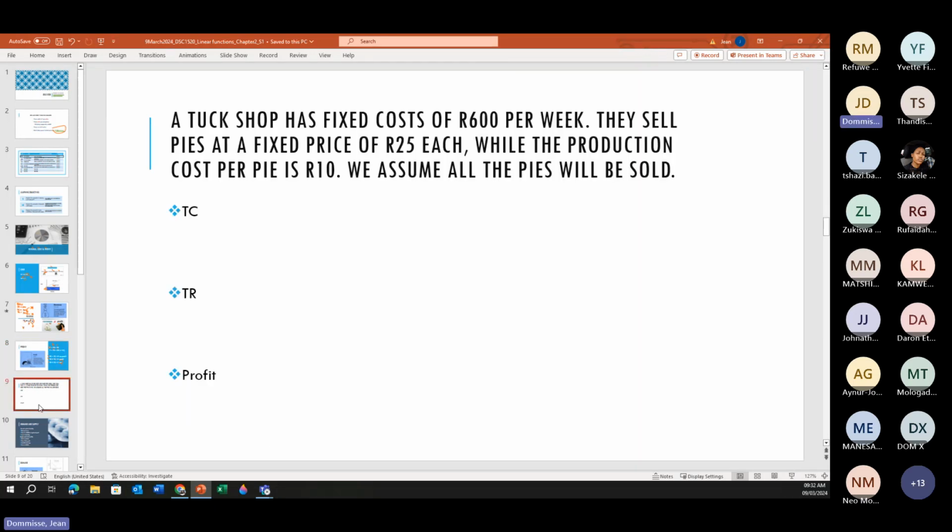Okay, so let's quickly look at an example. I think this example is in the study guide in any case, but let's look at it.